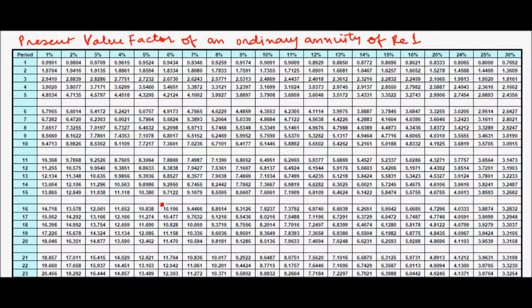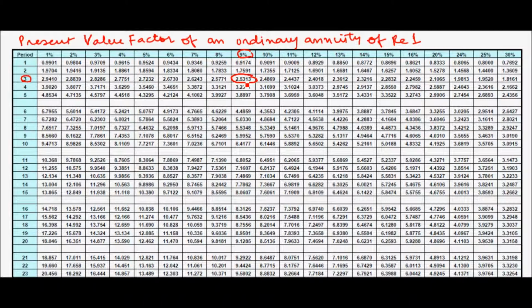So as seen on the screen, this is the table representing the present value factors of an ordinary annuity of ₹1. So in our case, the value of N is 3. So this is 3 here. And the rate of interest is 9%. So this is 9 here. So basically the present value factor is the value at the intersection of this row and this column. So this is the value 2.5313.